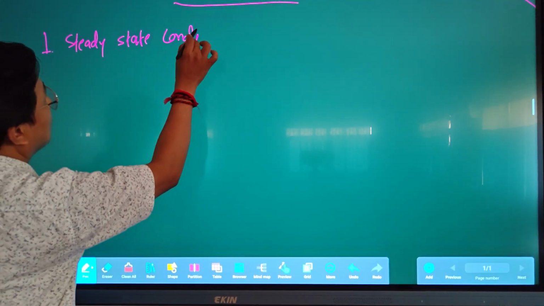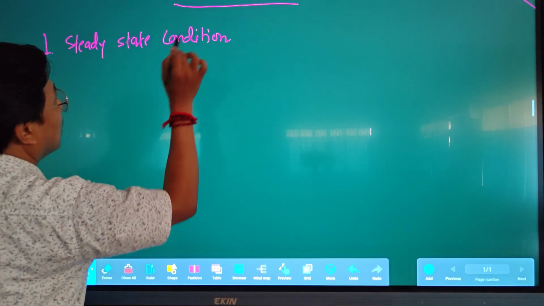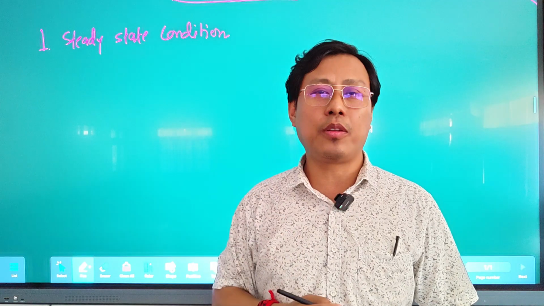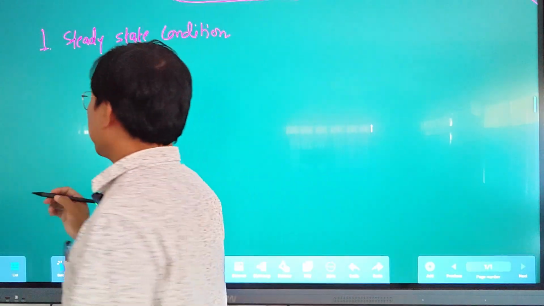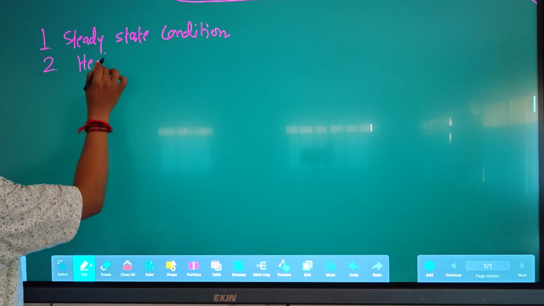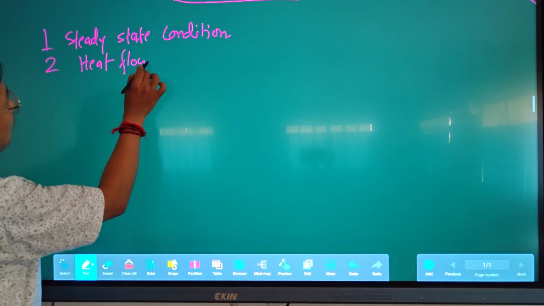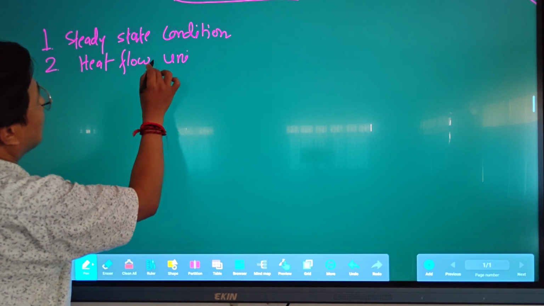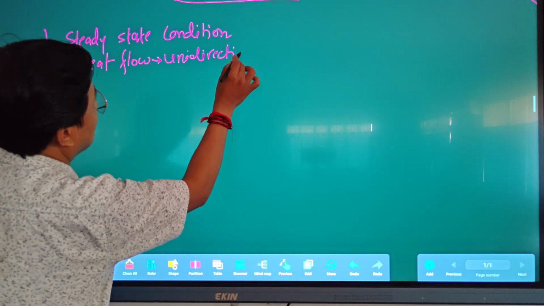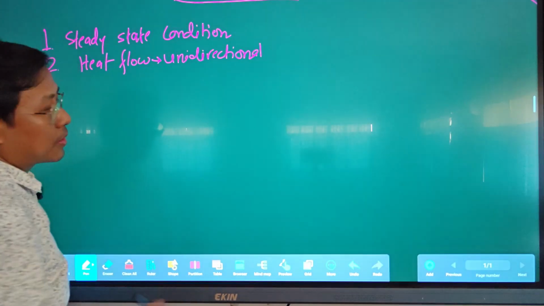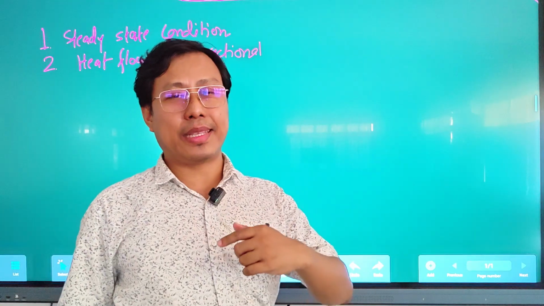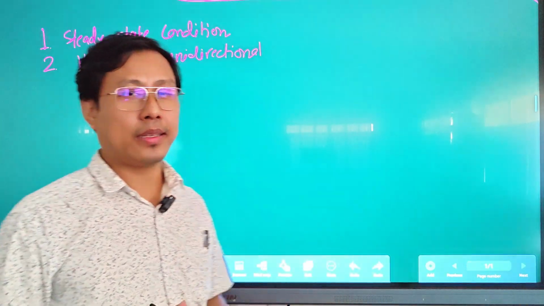condition. That heat flow will not be unsteady, the heat flow will be steady state. And the next point is heat flow. That heat flow will be unidirectional. That means the conduction heat transfer will take place in one direction only.